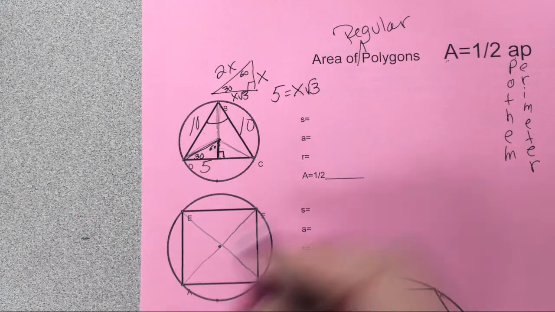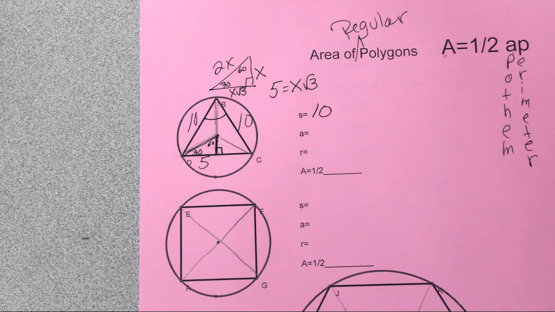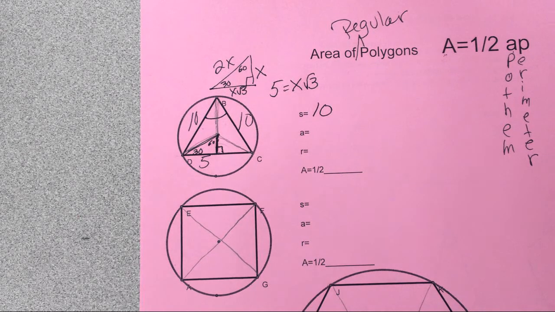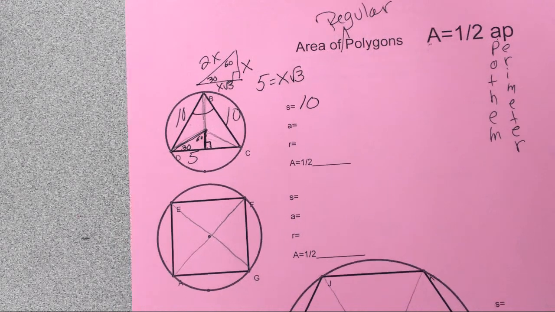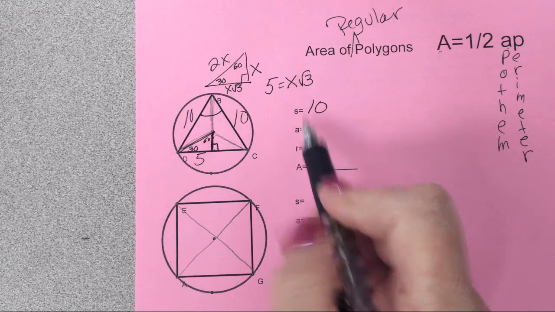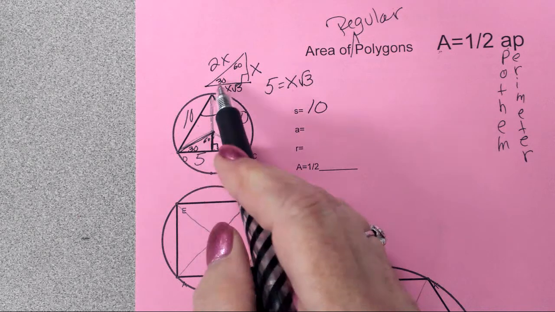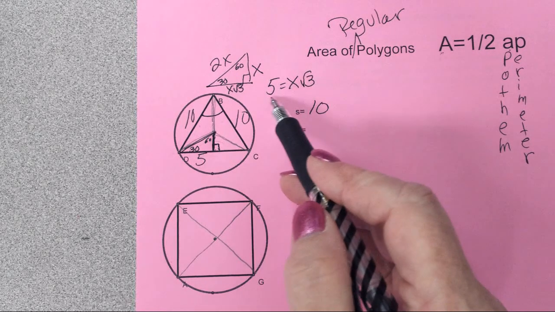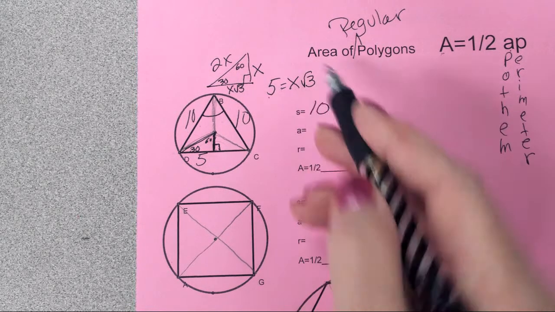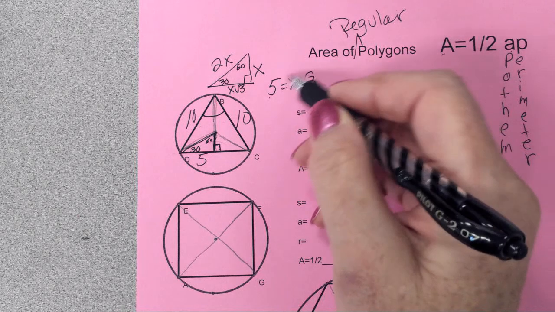Now, like I said, to start off with, we made the side 10 just so it was easy to work with. It was an even number. It's a nice, easy number to work with. So the apothem is the x. It's across from the 30. So if 5 is x times radical 3, how do I get just x then?